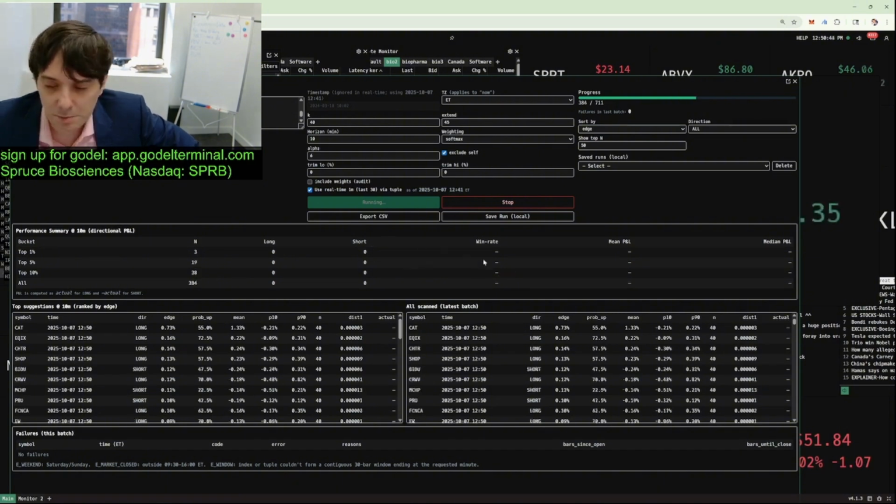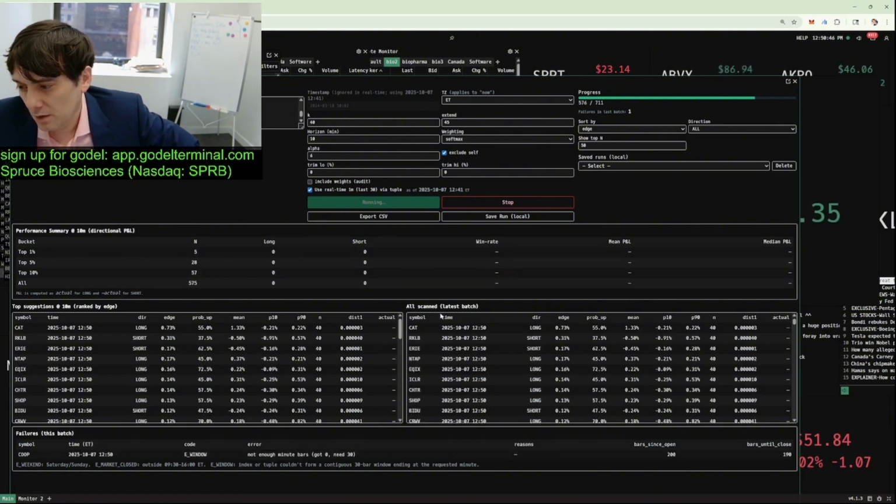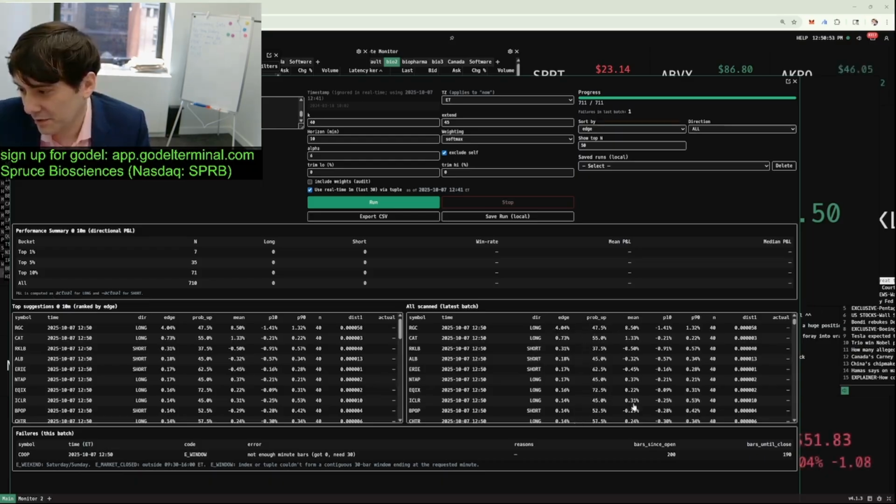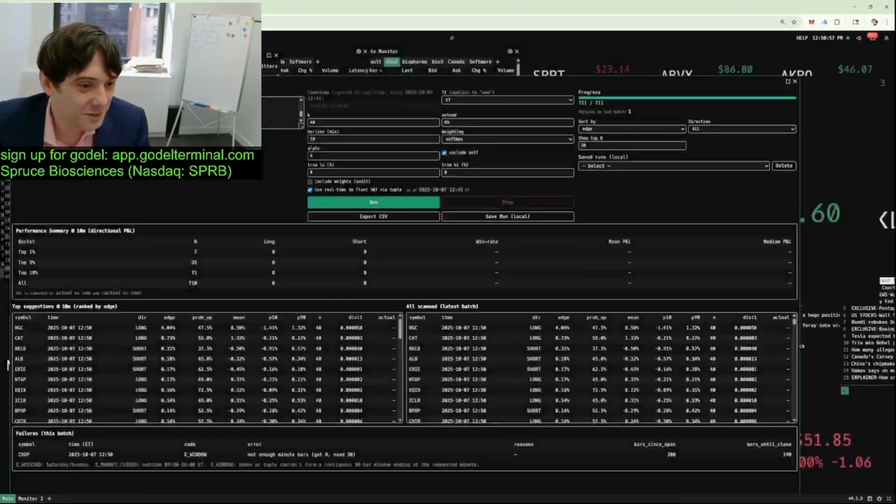So just do PRT or PAT on Godel. Okay, really likes Caterpillar along here. It's very high. It sort of tells you different things here. RGC is all messed up. This is pretty funny. I'm going to remove RGC from my list.